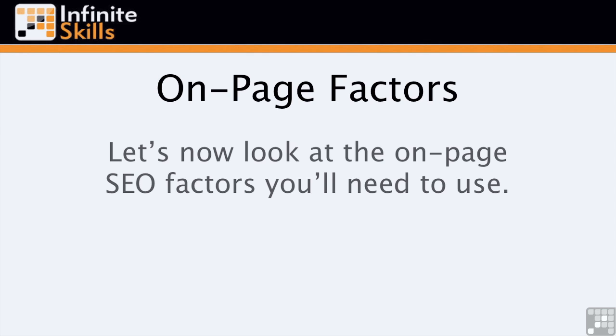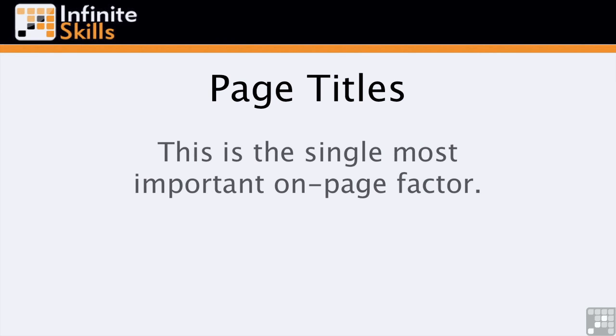Okay, so now that we've talked about ways to create compelling content and different ways that you can write content that's going to encourage sharing, let's look at those on-page factors of SEO that you definitely need when you are writing this content to make sure that you're seen as relevant and that you have the keywords where Google likes to see them. So the first and the single most important on-page factor is your page title.